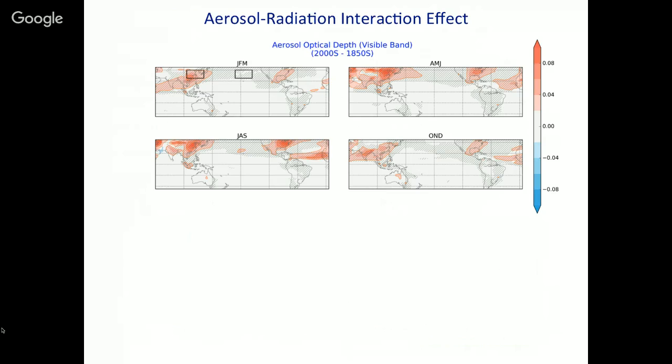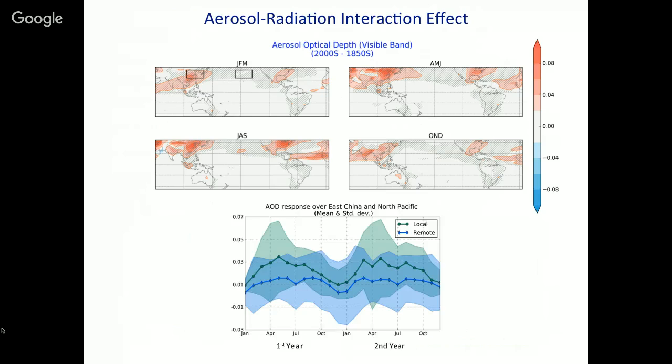There are 2 blocks I'm showing here. I'm calling this a local region and I'm calling this a remote region. I'll just show how this response evolves from 1st January. This is the first year and this is the second year. Let's just concentrate on the solid line. The green line is how this response evolves initially from the first month, and you can clearly see a seasonal cycle.